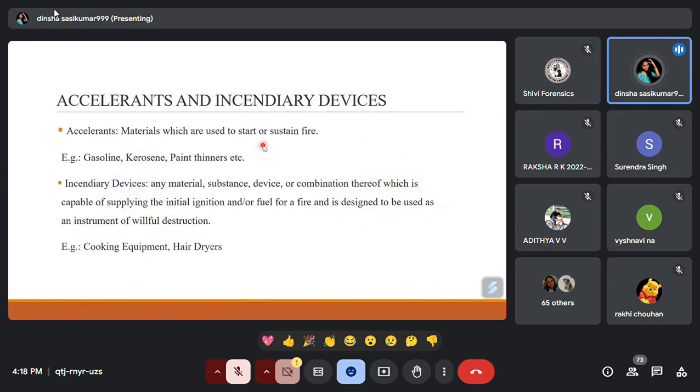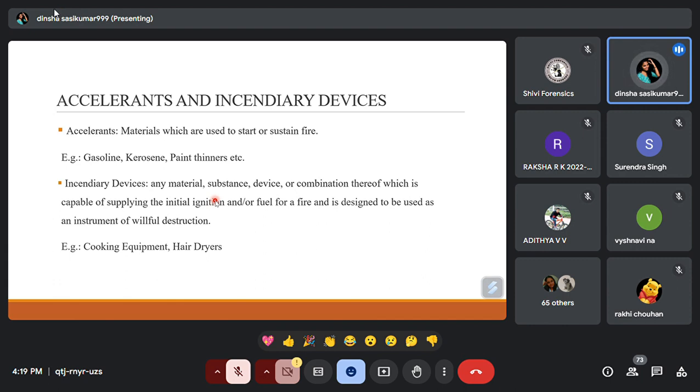And now we have to look into accelerants and incendiary devices. So accelerants are the materials which are added to start or sustain fire. Some of the materials can't burn by themselves. We have to add some external materials to make them burn. So such substances that we add externally to start a fire or to sustain a burning process are called accelerants. For example, gasoline, kerosene or paint thinners, like that.